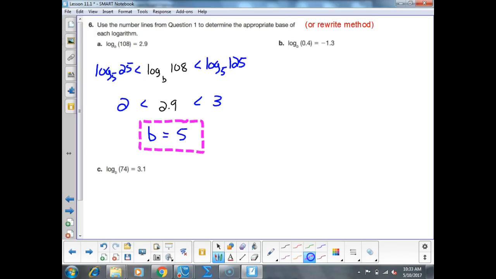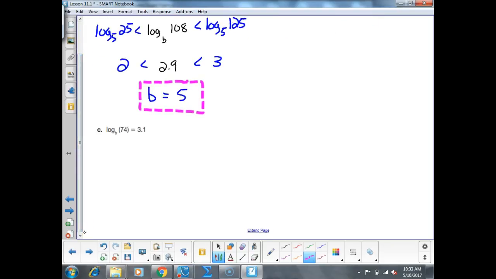Okay? I'm not looking for exact. I'm looking for you using question number 1 from yesterday, which was log base 2, log base 3, log base 4, and log base 5. Okay? Alright? So then down here, another way that I saw was saying that, well, if you use the change of base formula, log of 74 divided by log of something has to be 3.1.